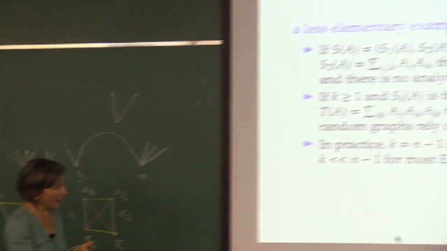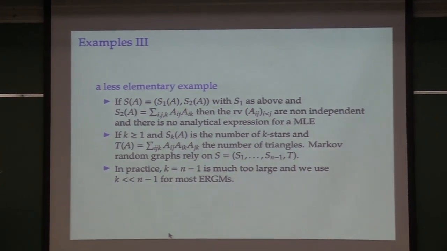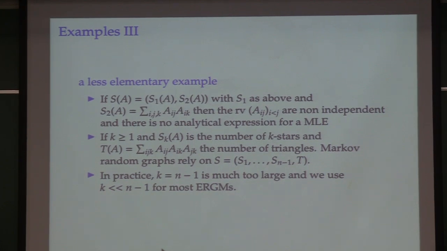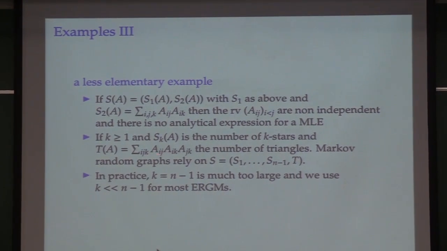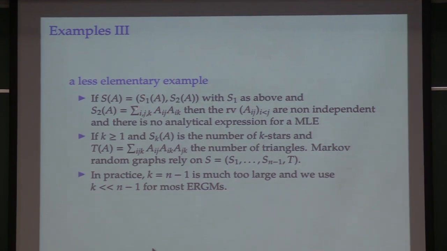So when I input that into the model, then the random variables under this exponential random graph model are non-independent anymore because of this product. I cannot split them apart. And there is no analytical expression for the maximum likelihood estimator. So in this case, I have two parameters, a theta 1 in front of this value, a theta 2 in front of this value, but I cannot express theta 1 maximum likelihood estimator equals something, theta 2 equals something.